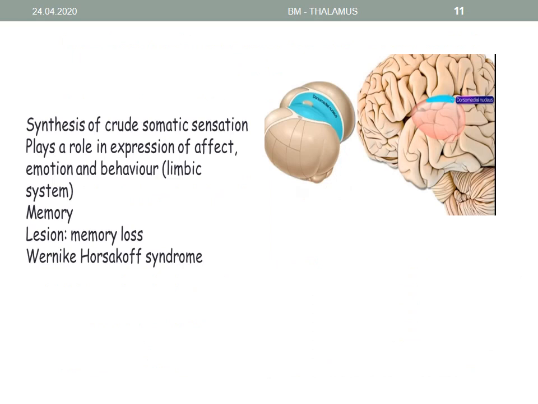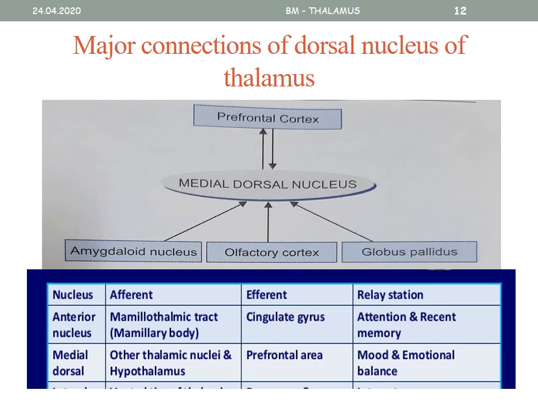So now what is the role of this dorsomedial nucleus in integrating and analyzing the sensory information? We knew that they have connections with a part of the limbic system. Hence, they play a role in the expression of affect, emotion and behavior. They are also involved in the memory part involved with the sensory information. They also cause synthesis of crude somatic sensation. So the lesion will cause memory loss and Wernicke-Korsakoff syndrome. Again, this slide shows the major connections of the dorsomedial nucleus of the thalamus.